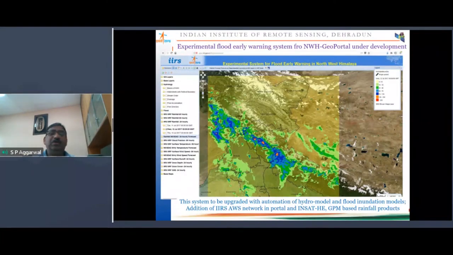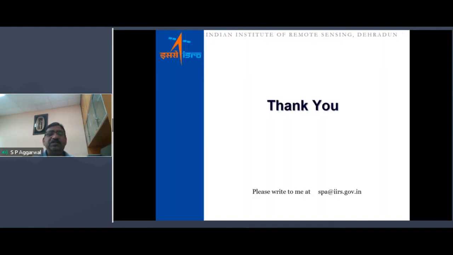So we have an experimental flood early warning system for the Northwest Himalaya. This is in the experimental stage. Now it is not open to the public, but at IIRS we have this type of system where on a website we are generating such scenarios. So that's all. This is the last slide.